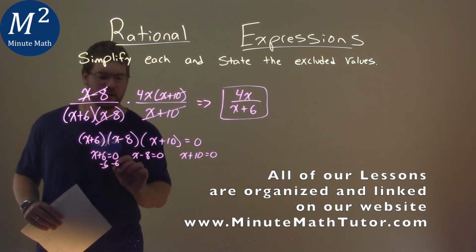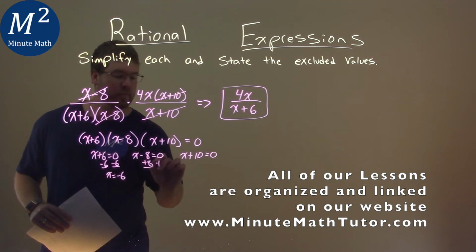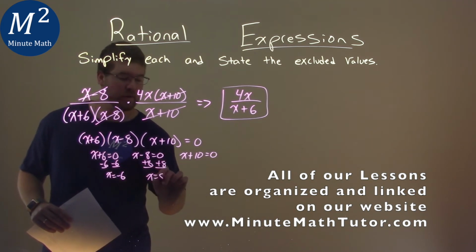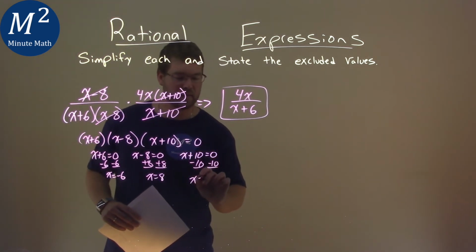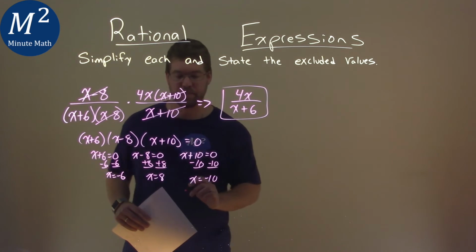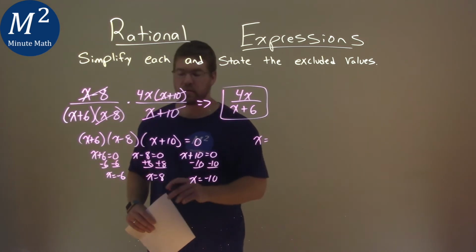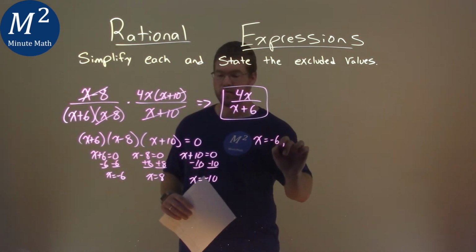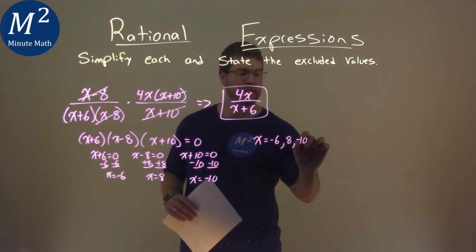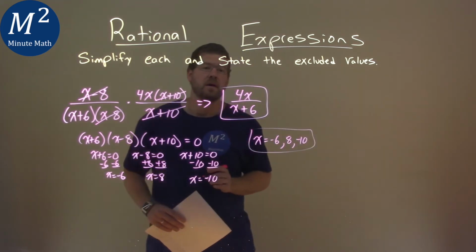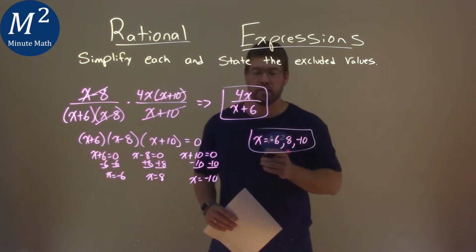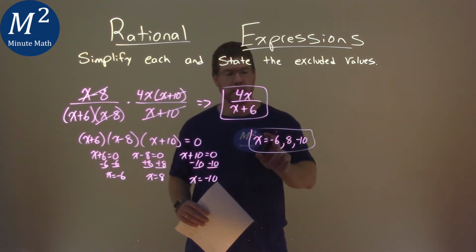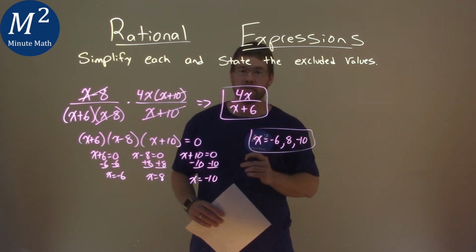Subtract a 6 to both sides, and x equals a negative 6. Add an 8 to both sides, and x equals a positive 8. Subtract a 10 to both sides, and x equals a negative 10. And so our three excluded values are negative 6, positive 8, and negative 10. And so our final answer here is a simplified version of 4x over x plus 6, and our excluded values are negative 6, positive 8, and negative 10.